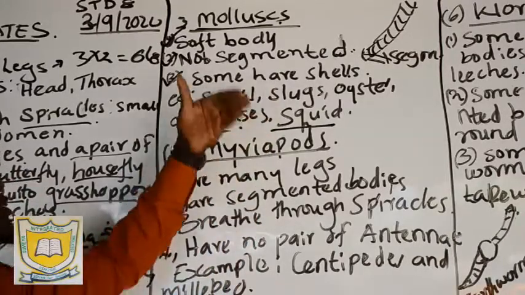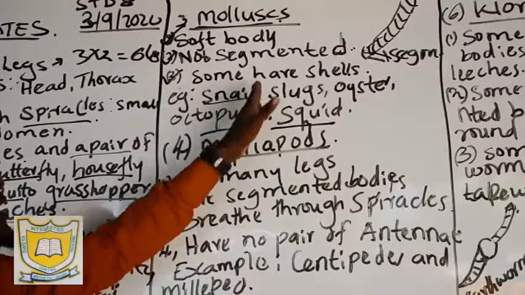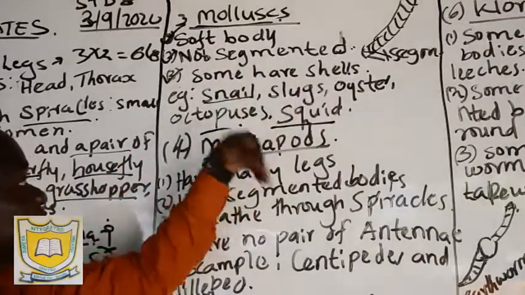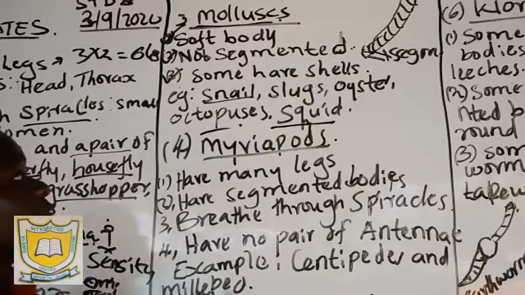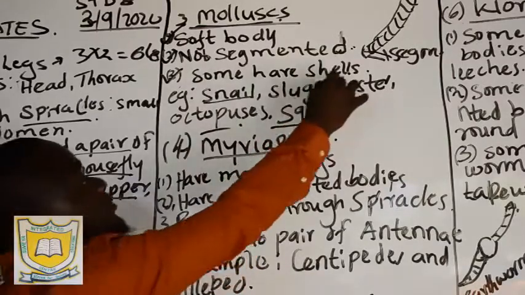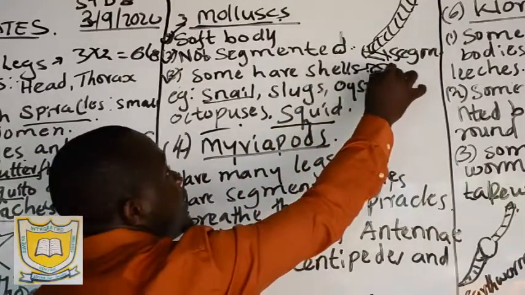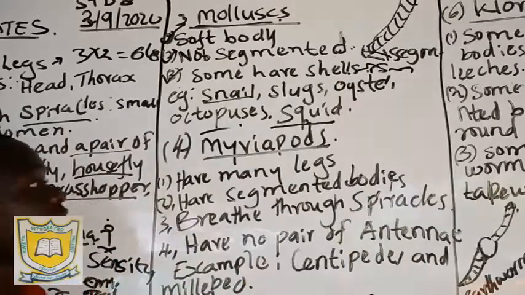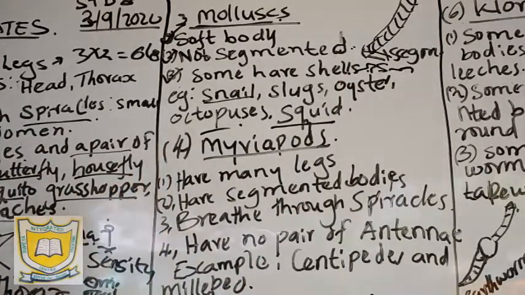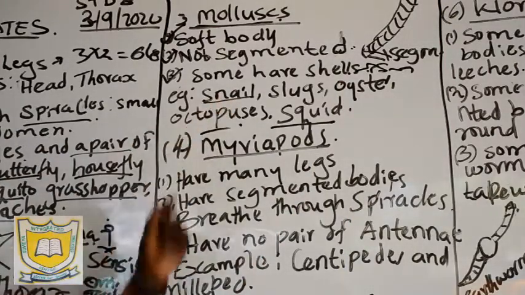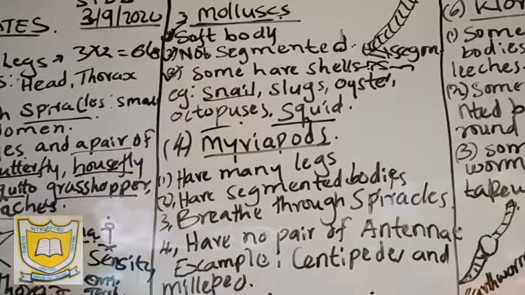We say some because, for example, a snail has a shell. Then when it grows, it comes out of the shell. Then it starts growing to an older snail. But others do not have a shell. That is all about the mollusks.